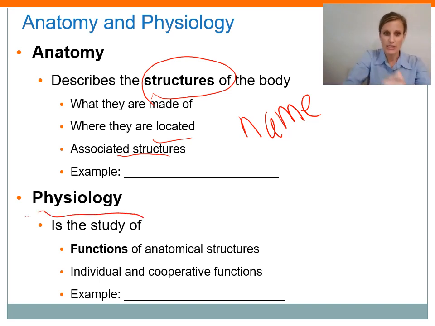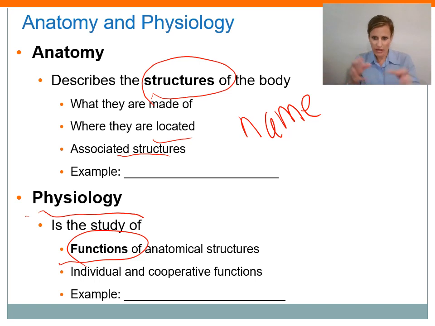Physiology, on the other hand, is the study of the functions of the body. So not the shape and structure, but the function, what it does. Now this could be an individual function, like the function of that one single organ, or cooperative functions, like the function of the whole cardiovascular system, right? But in general, you could say that anatomy is structure, physiology is function.